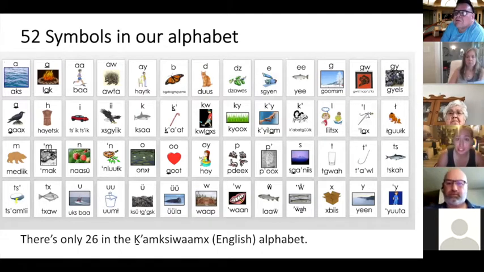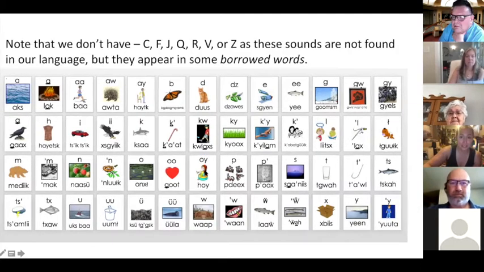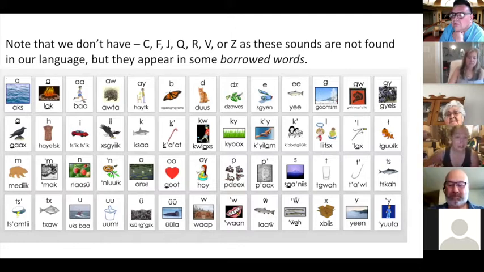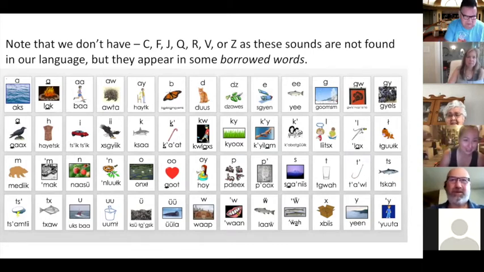There are 52 symbols in our alphabet. It's important to note that we don't have a C, F, J, Q, R, V, and we have a Z, but it only appears with a D.